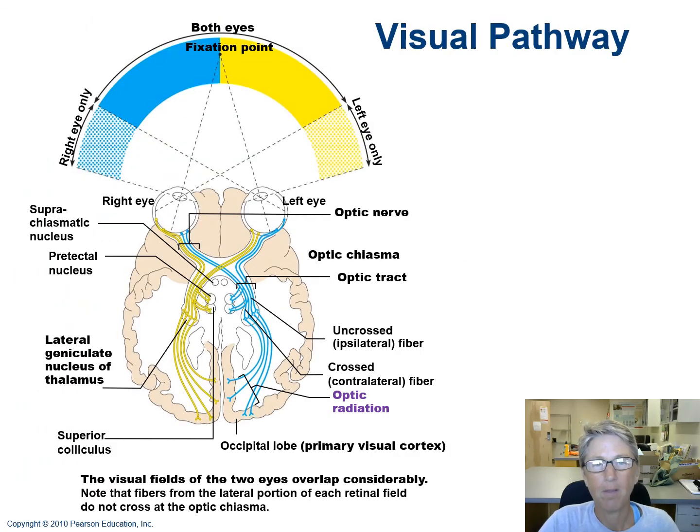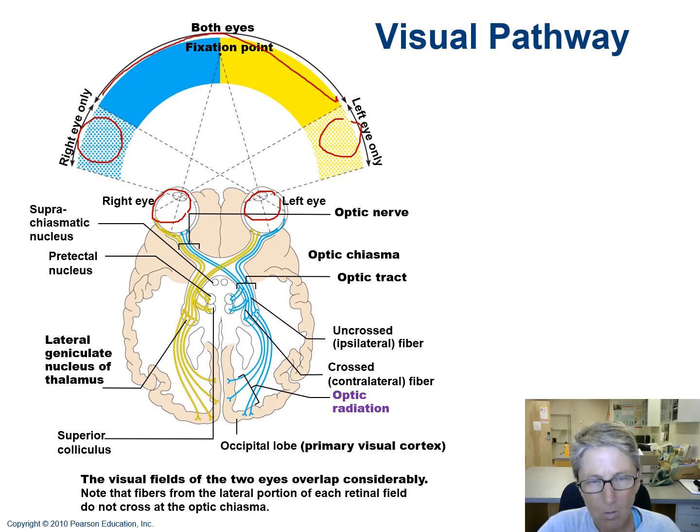Okay, now we're going to talk about the visual pathways. So this would be like a transverse section through your head, and then we're looking superiorly down on that cut section. So here's your right eye, here's your left eye. This just shows the visual pathway. The left eye can only see this much of an area, and then both eyes can see from here to here.